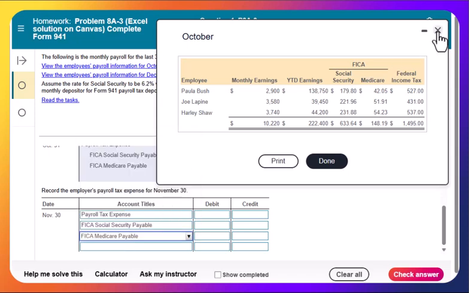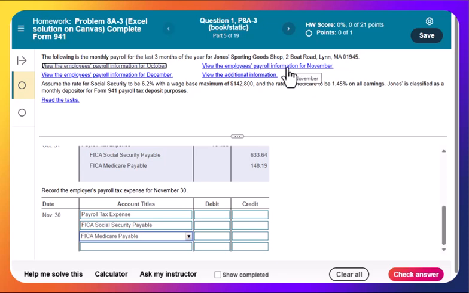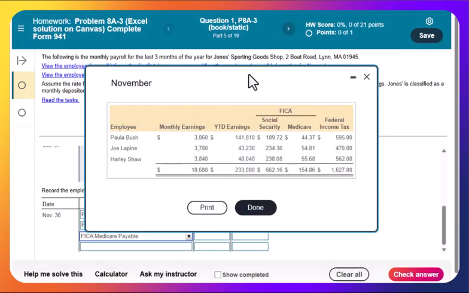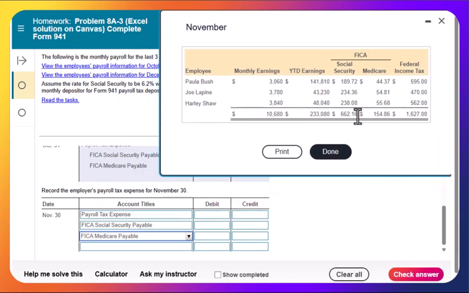But this time we're going to go ahead and close out October and move on to November's table here because we are recording here for November. So it looks like $662.16 was our Social Security. So we'll go ahead and credit that since we're increasing that Social Security payable. And then for the Medicare, we will do the same, increase that with a credit for $154.86. And then we can go ahead and add these credits together to balance the transaction here for $817.02. And then we can go ahead and check our answer.